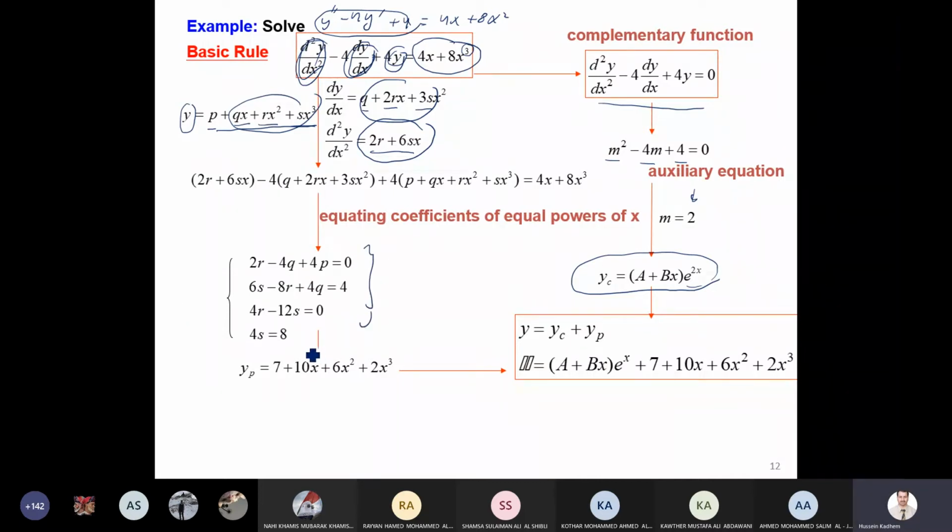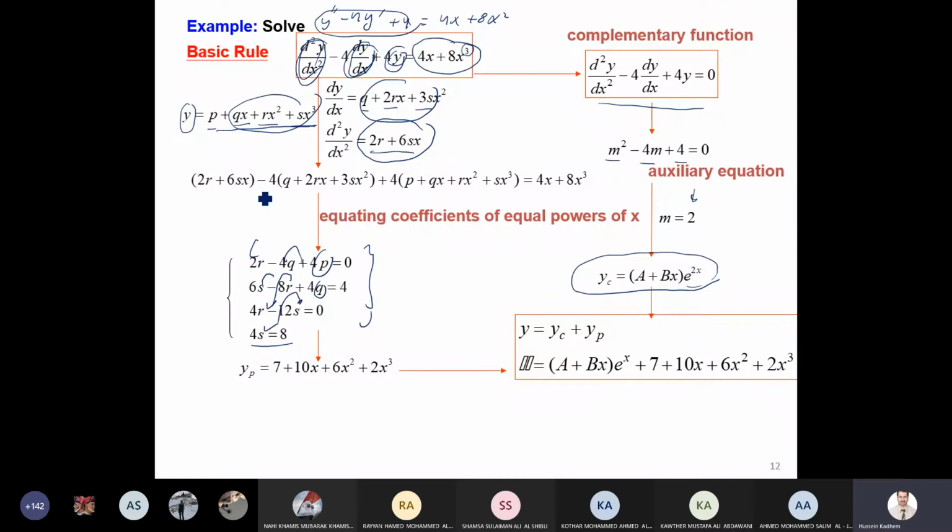From this set of equations, you can see from the first one here, I can find s. Substituted here, you find r. Substitute s and r here, you find q. Substitute here and here, you find p. So you get these, let me say, constants.